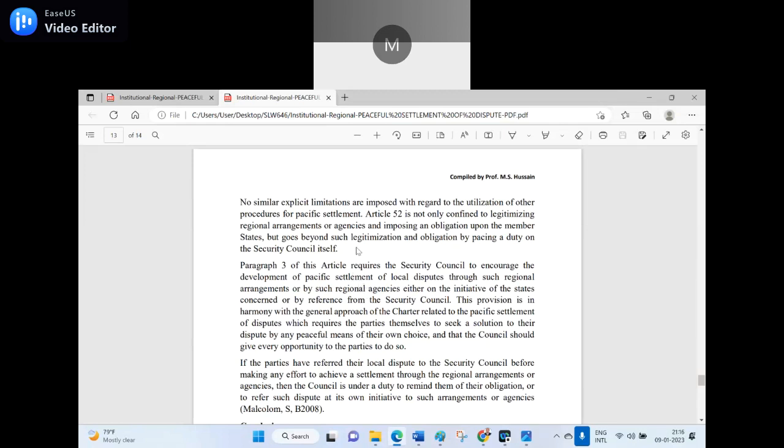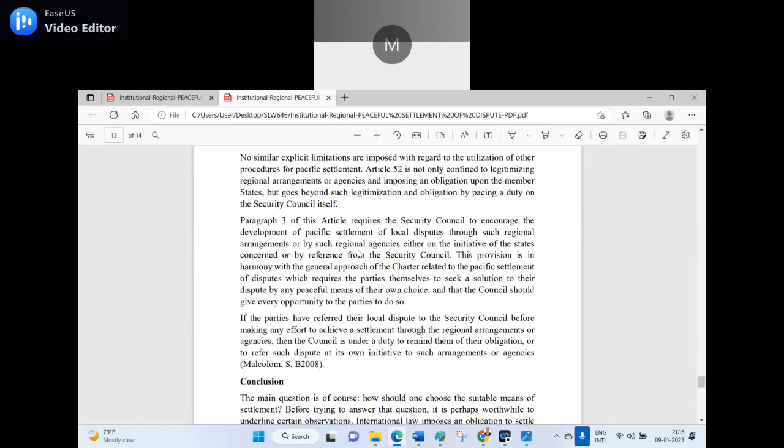Like, if the local remedies are exhausted, even if the High Court failed to do a particular thing, then the Court of Appeal will deal with such a case. In that manner, it will be done in the same way. So paragraph 3 of this article requires the Security Council to encourage the development of the pacific settlement of local disputes through such regional arrangements or by such regional agencies, either on the initiative of the states concerned or by reference from the Security Council.